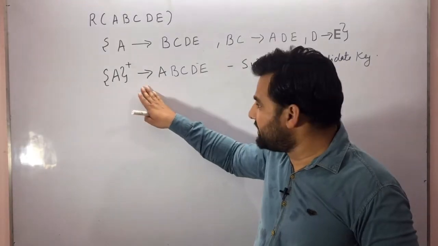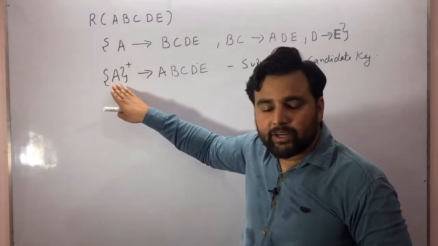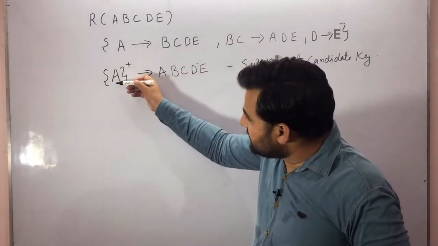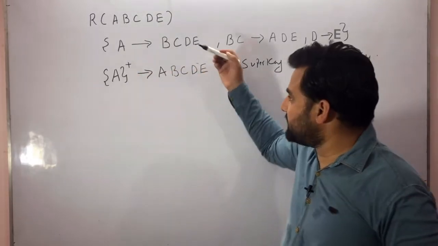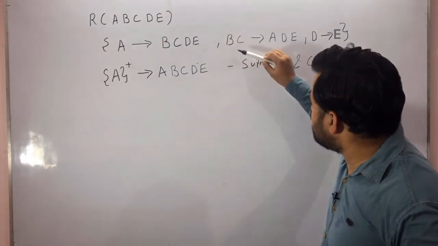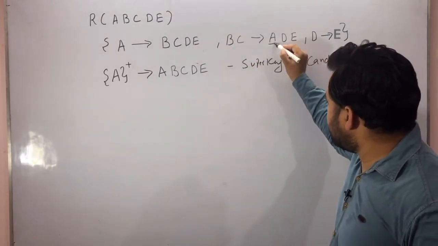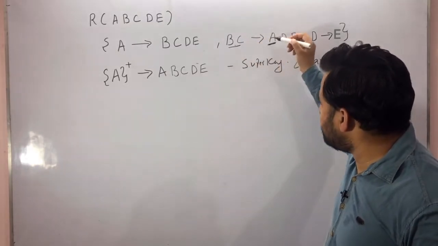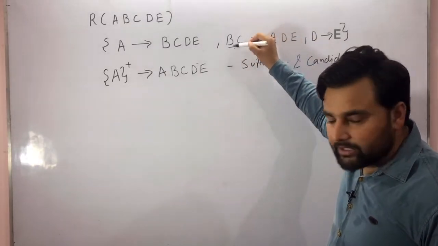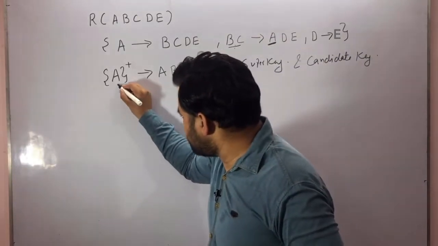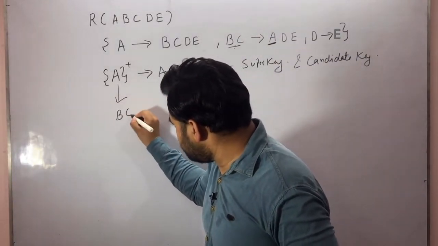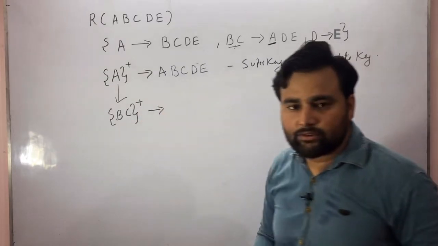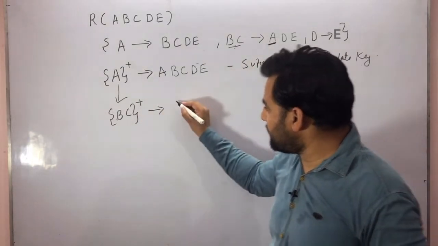Here we'll find which attributes determine A. I should find A on the right hand side of the dependencies. Here I found A. What is on the left side of A? That is BC. So that means A is determined by BC. So what is the meaning? A is replaced with BC. Now I will take the closure of this, and find whether this is a candidate key or not.